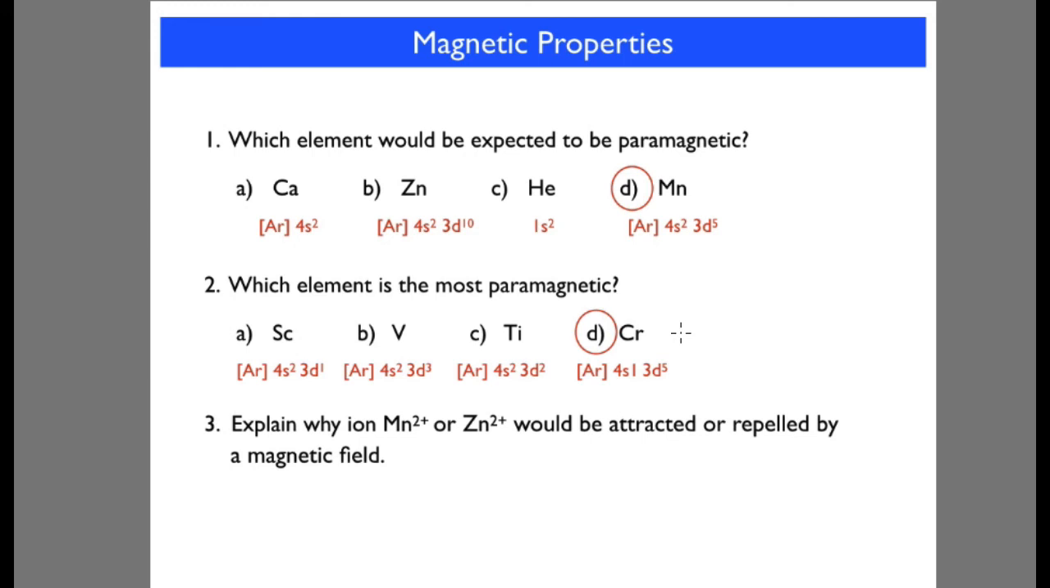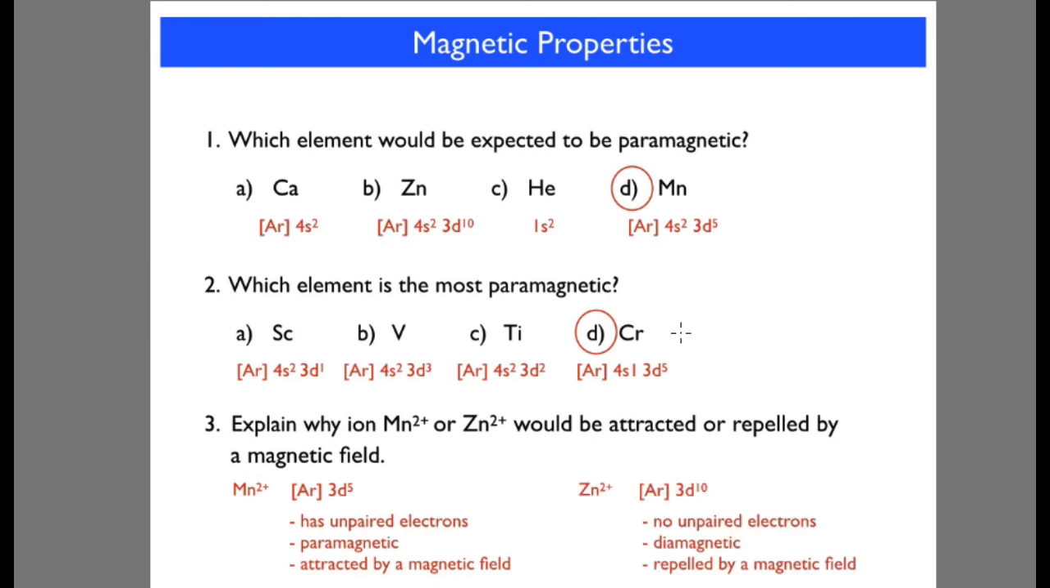And finally, explain why manganese or zinc ions would be attracted or repelled by a magnetic field. Well, manganese has unpaired electrons, so it'll be paramagnetic, and paramagnetic substances are attracted by a magnetic field. Conversely, zinc has no unpaired electrons, so it'll be diamagnetic, which means it will be repelled by a magnetic field.